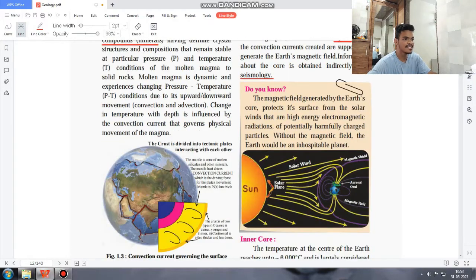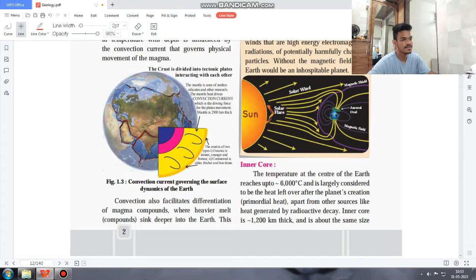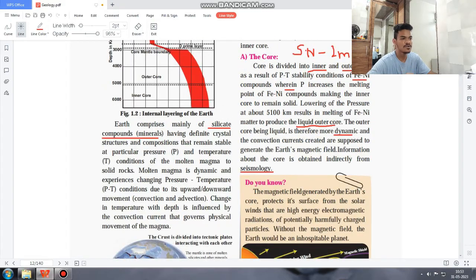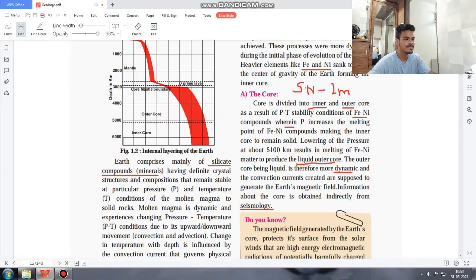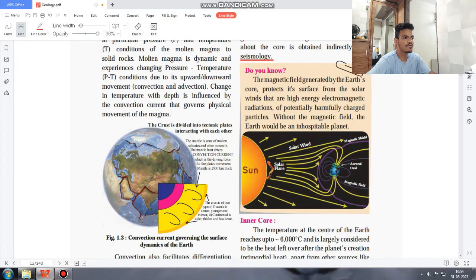Now this entire thing can come for how many marks? I told you 2 marks. So inner core is for 1 mark, outer core for 1 mark, and half mark for the intro. That's it, 2 marks. You can just give a small intro about this core. You can say the inner core is solid, the outer core is liquid. The outer core is more dynamic, and information can be acquired through seismology.